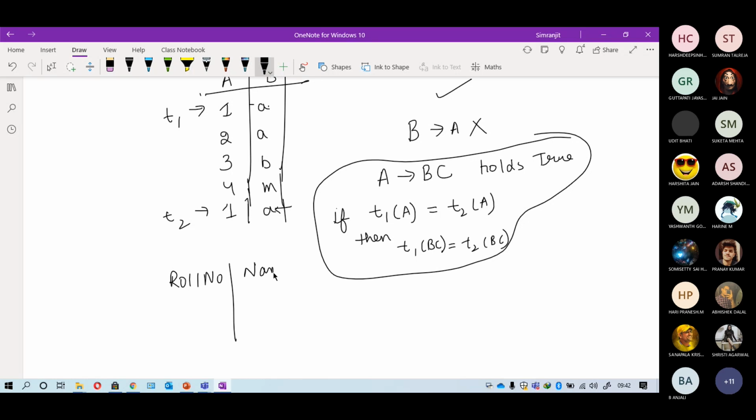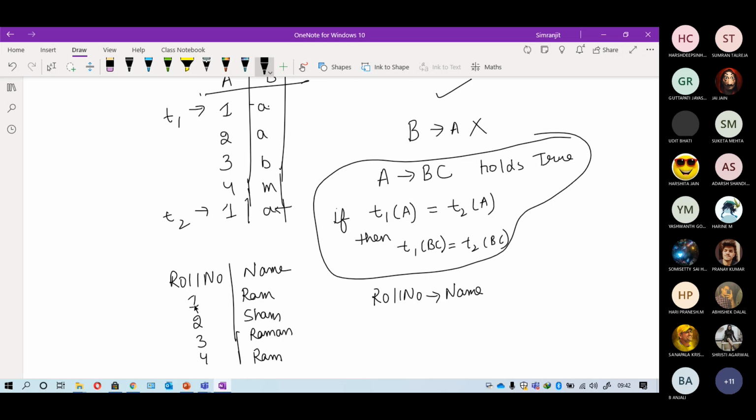Okay, so I'm saying that 1 is Ram, 2 is Sham, 3 is Raman. Suppose there is another one, and sorry, 4 is also Ram. Okay, so I can say roll number is functionally dependent upon name.